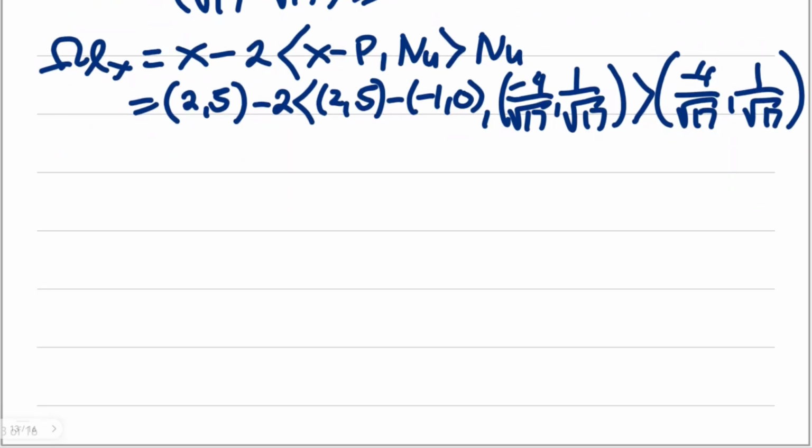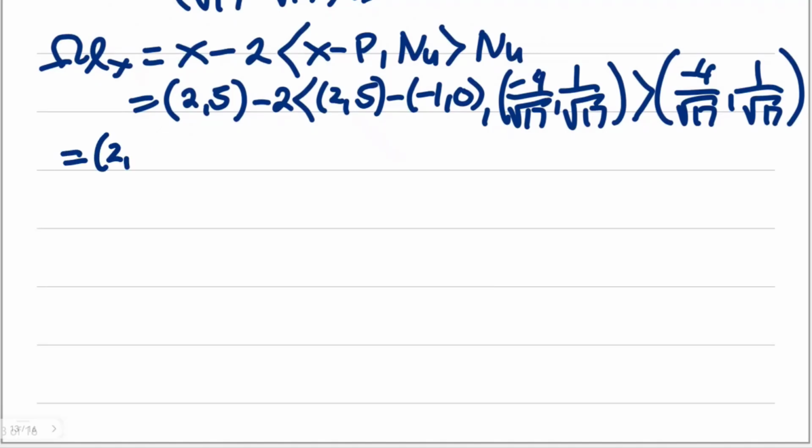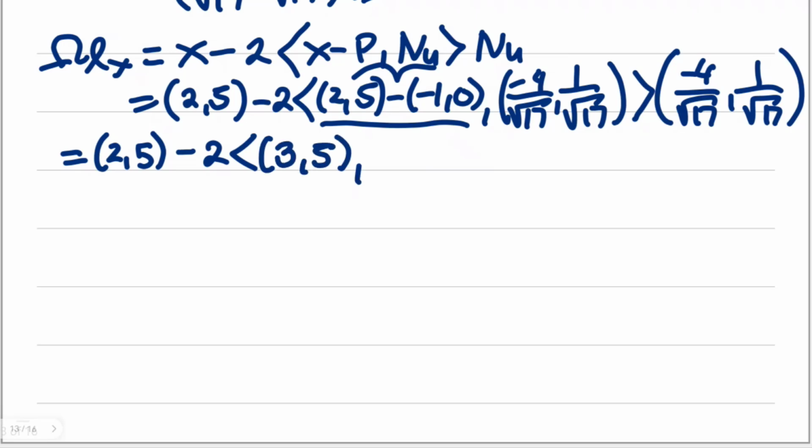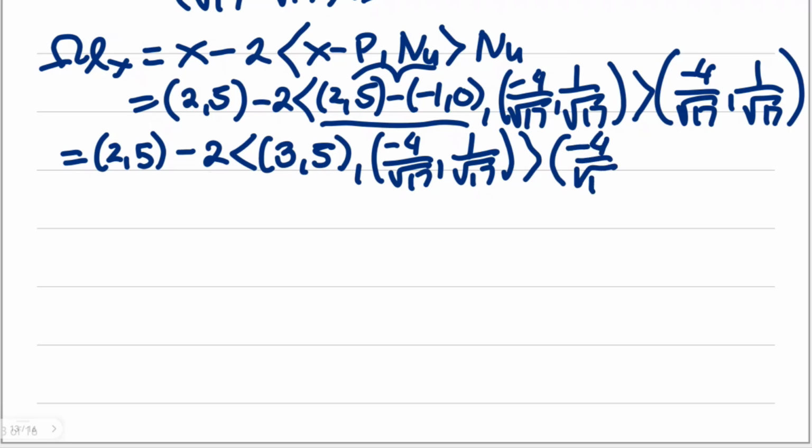So let's do this step by step. We have here (2, 5) minus, again, this is 5, sorry for that. Then minus twice, let's combine this first. That's 2 minus negative 1 is 3, and you have 5 minus 0 is 5. Its inner product together with the unit normal vector. Then the result of that together with the scalar 2 here will be multiplied still with the unit normal vector identified here. So still this is (2, 5), so you'll have your minus 2.